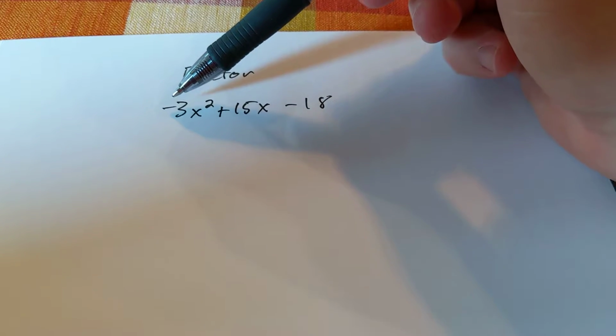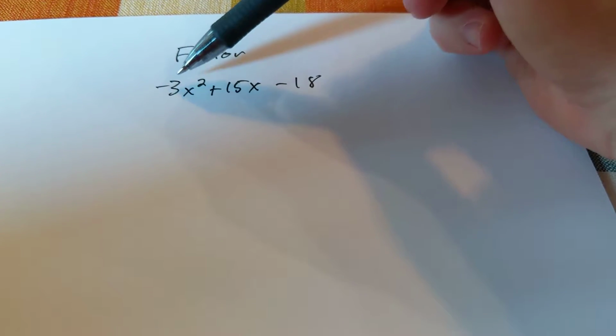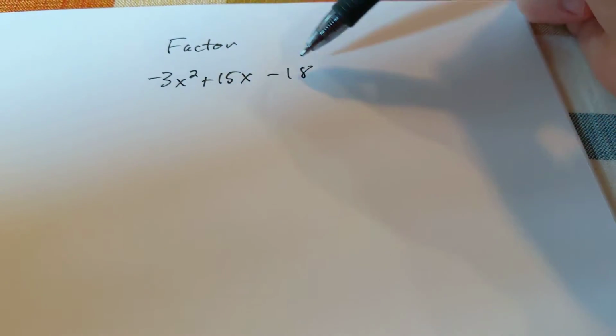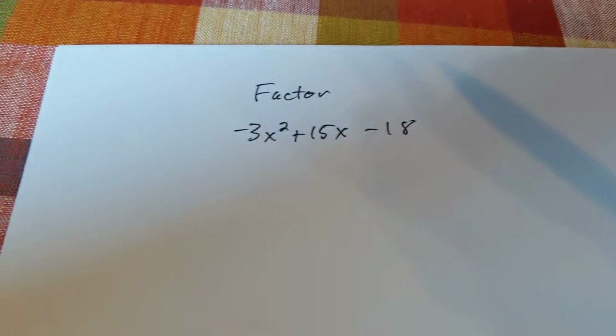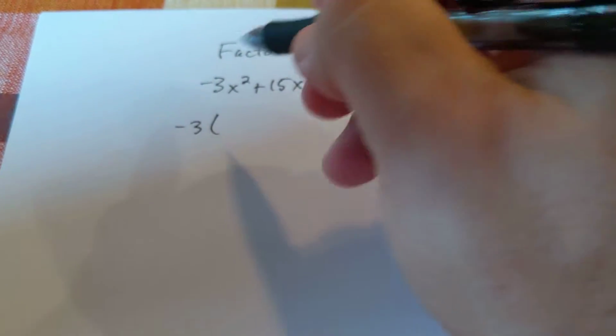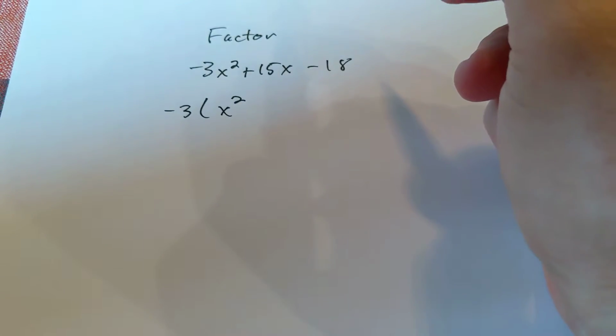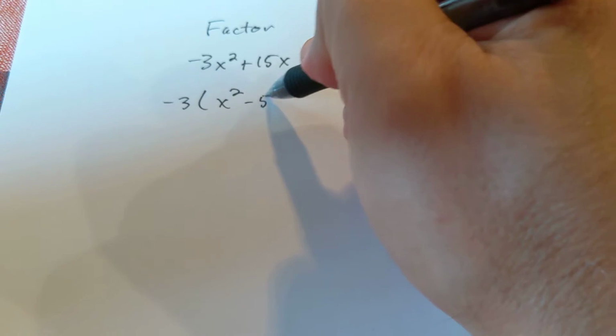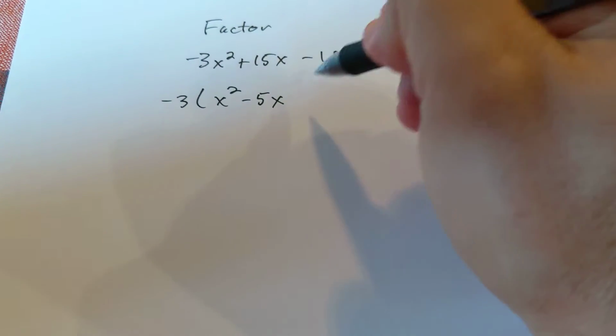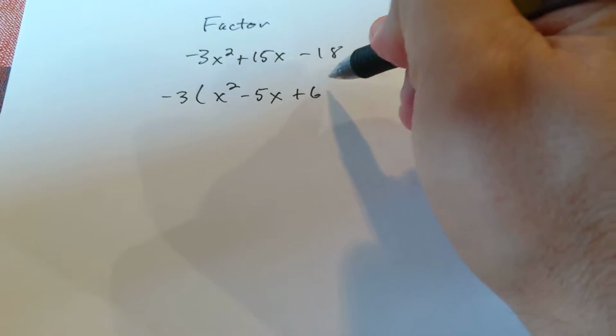And notice that this first term is negative here. When I look at these three terms, I notice that I could factor a 3 out of all of them, but I'm going to go ahead and factor out the negative also. So notice I'm going to factor out a GCF of negative 3. So this becomes x squared minus 5x and plus 6.